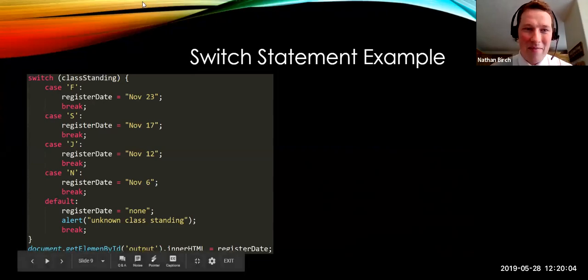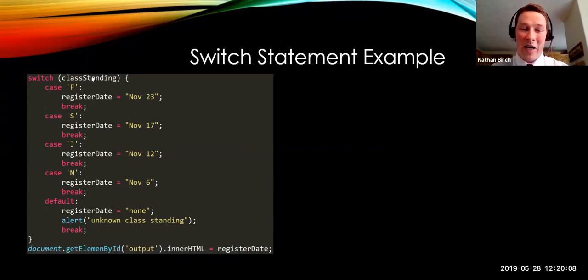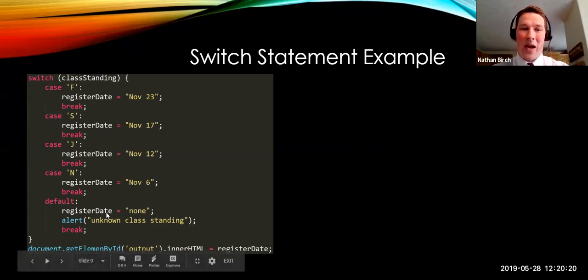So here is a simple example of a case statement. Okay, so we have this class standing variable, and it checks the value of this variable, and it'll assign it, in this case, a different register date for each different type of student. And if the type of student wasn't found, then it would just say none. And so I can handle 4 different conditions along with a default for anything else if it didn't meet those 4 conditions. Any questions about this?